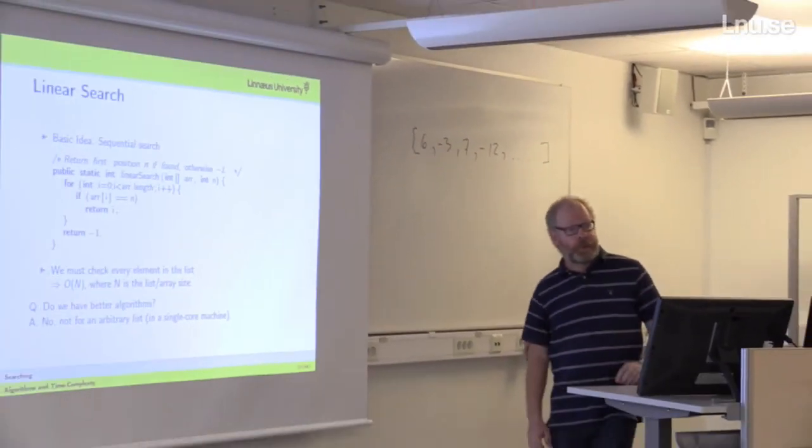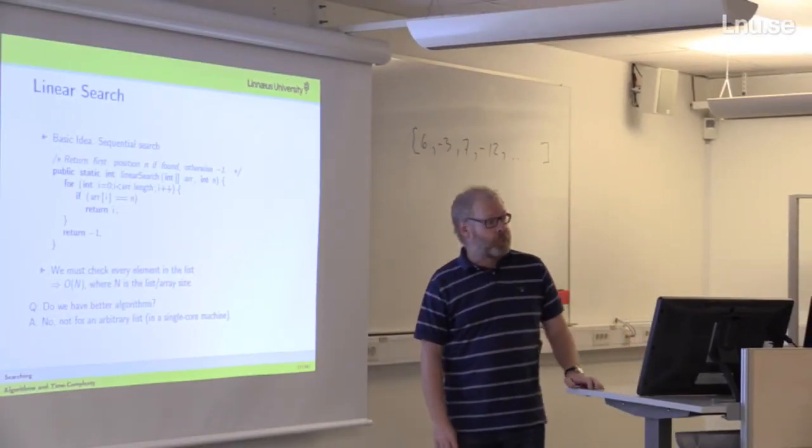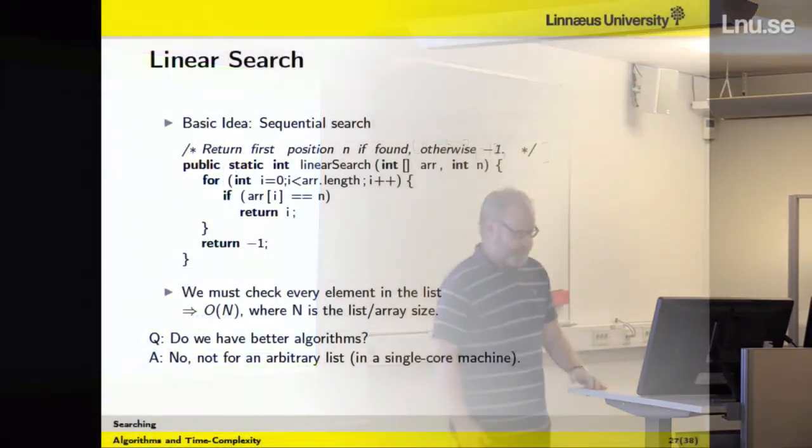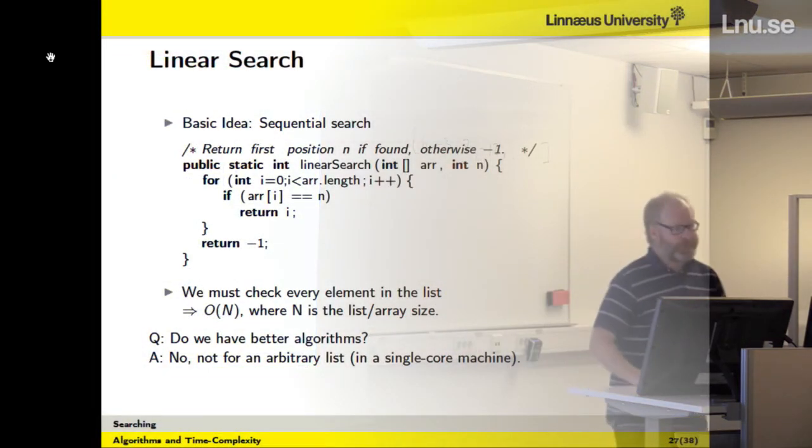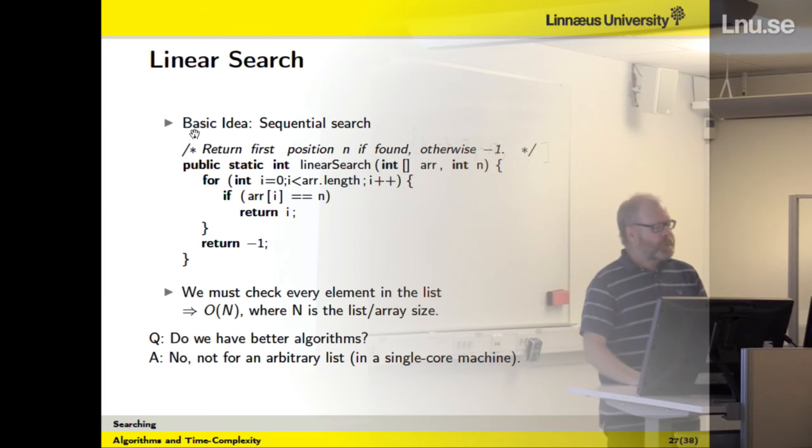Who is interested in an algorithm which is very fast to sort already sorted lists? We are not that interested in that. Search. We should search for something. Return the first position n if found, otherwise minus 1. We are searching for this element in this array. This is the simplest approach. We start from the first element and go through all the elements, and if we find something, we return the position. Otherwise, if we cannot find it, we return minus 1.